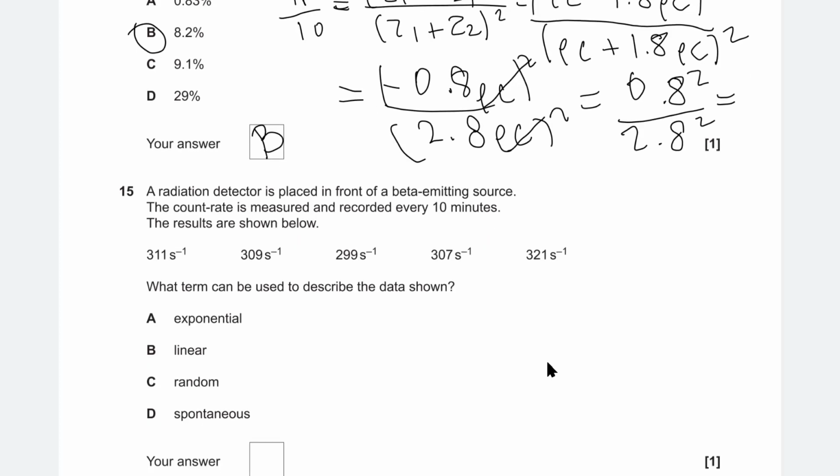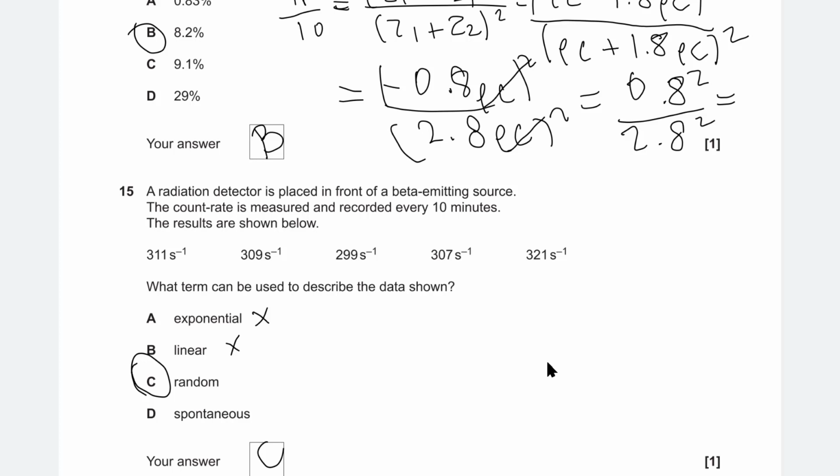Okay, final one on this paper. Radiation detector is placed in front of a beta emitting source. Count rate is measured and recorded every 10 minutes. The results below are shown. 311, 309, 29. Okay, which term can be shown? Okay, it's definitely not exponential. It's definitely not linear, and it is definitely random.